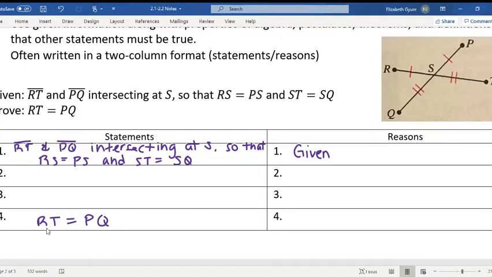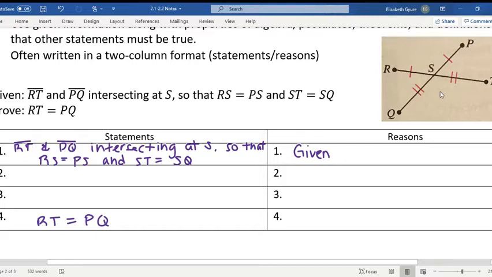So now how are we going to possibly prove that the entire measurement of RT equals the entire measurement of PQ? Well, think about what I said before with the numbers. Segment RT is made up of our 2 smaller parts, segment RS and segment ST. Same idea is happening with segment PQ. And we know we have a bunch of equivalent or congruent segments here.